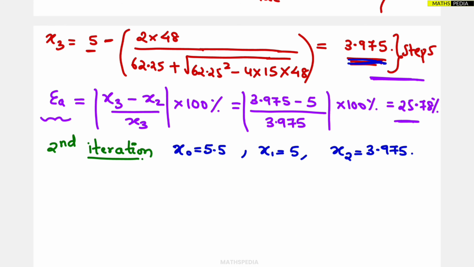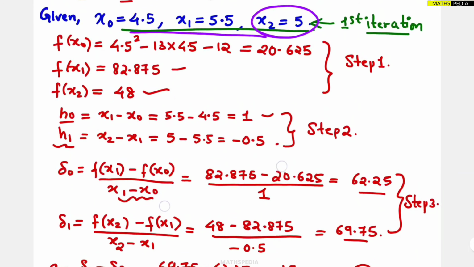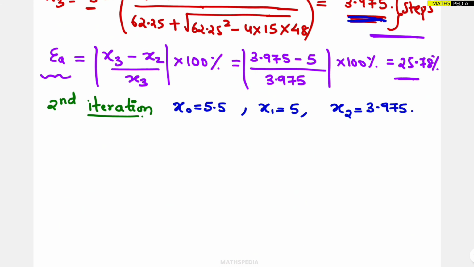Now we have to follow the same steps, starting with step 1, step 2, step 3, by seeing the x0, x1, x2 values. What was step 1? Finding out f of x0, f of x1, f of x2, everything. So the same steps you have to follow, starting with f of x0. The equation basically was, I'll just write over here, f of x equals x cube minus 13x minus 12. So this was the equation, okay?